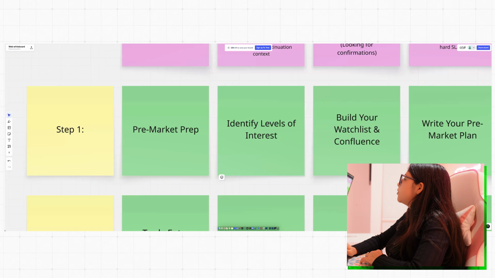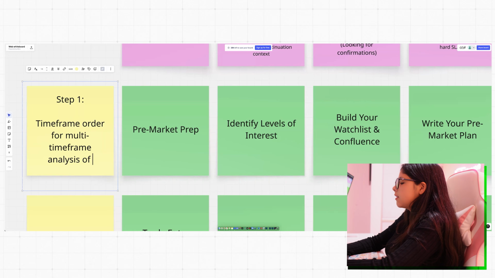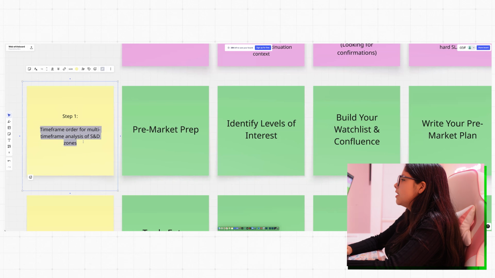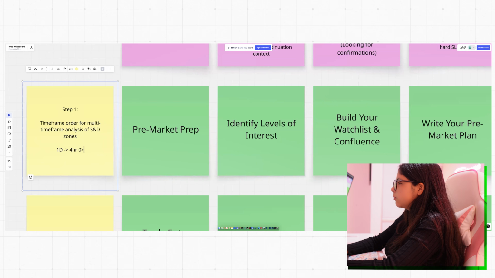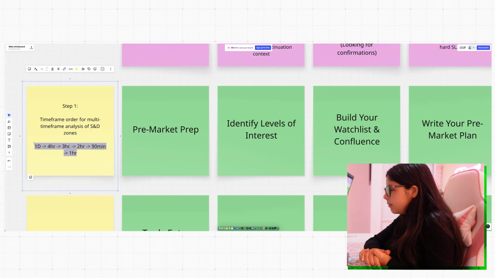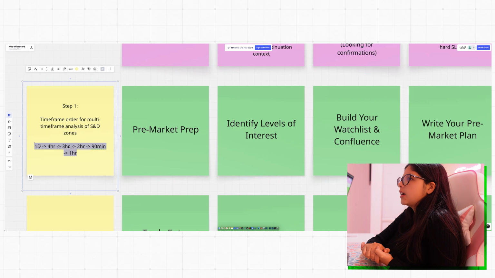Let me actually write it down for you. So if you want to know what time frame order for multiple time frame analysis of S&D zones. So that is a mouthful of a title, but this is pretty much the order. 1 day, 4 hour, 3 hour, 2 hour, 90 minute, 1 hour. So I focus on the high time frame first. So whenever I tell you high time frame, it's these time frames, no other ones. These are pretty much the only ones that I look at.